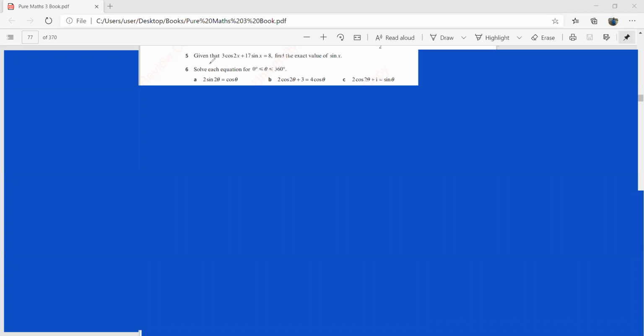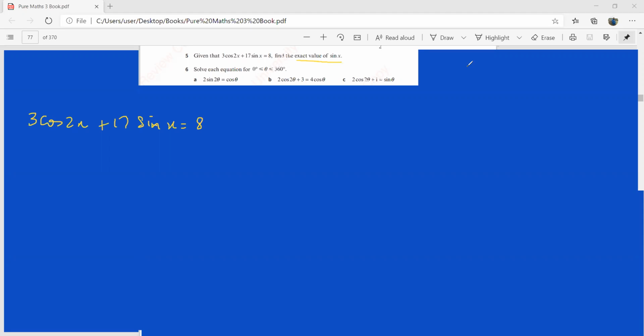Okay, this question number 5. It says you have 3 cos 2x plus 17 sine x equal to 8. It says find the exact value of sine x. So this is 3 cos 2x plus 17 sine x, that is equal to 8.